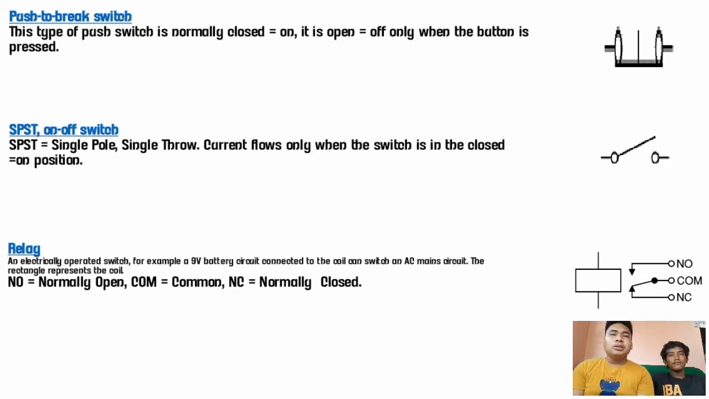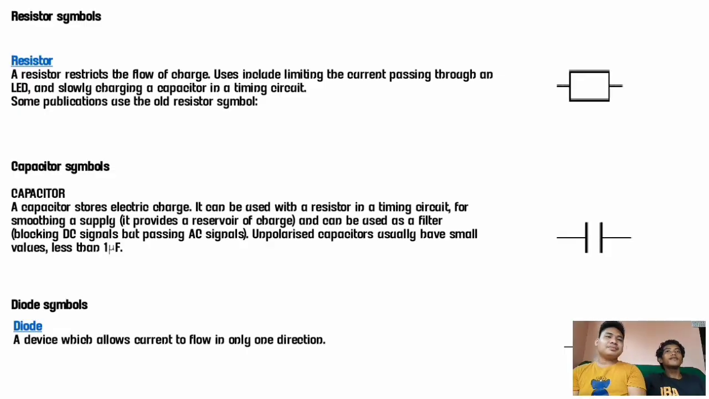An AC circuit can be connected to the switch. The rectangle represents the coil. NO, normally open. COM, common. NC, normally closed.